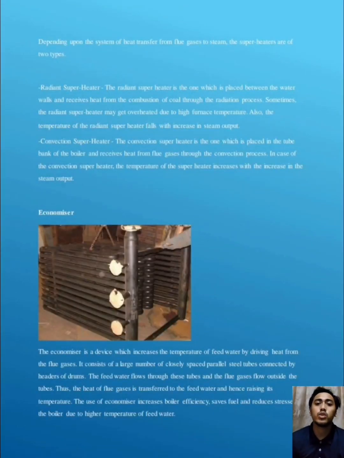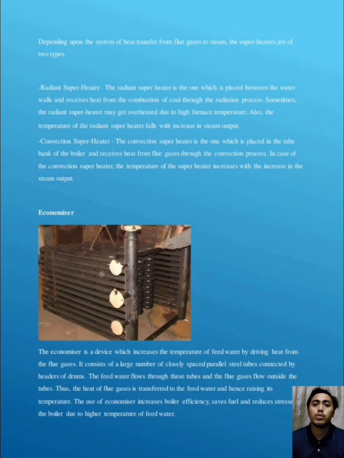The superheater also has 2 types. There is the radiant superheater. The radiant superheater is the one which is placed between the water walls and receives heat from the combustion of coal through the radiation process. And the next one is the convection superheater. The convection superheater is the one which is placed in the tube bank of the boiler and receives heat from flue gas through the convection process.